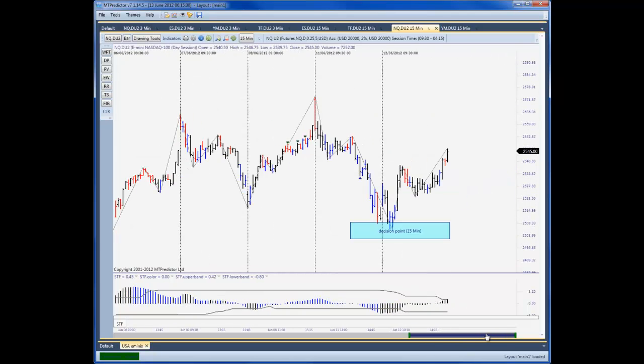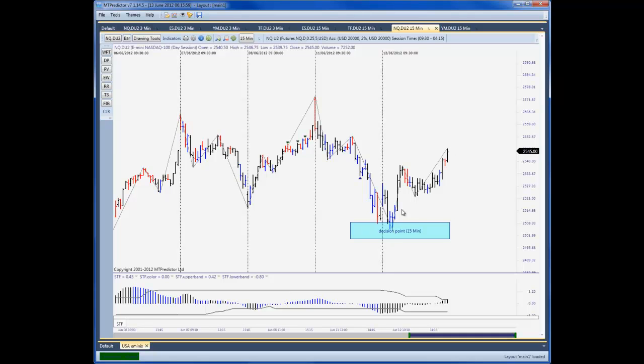If I scroll forward, you can see how the market came down, clipped it on the low of the day on Monday, bounced back up on the open on Tuesday, but the most important point is how it came back down and then made a low at this decision point here. As you can see, the market then rallied up and this actually nailed the low of the day.